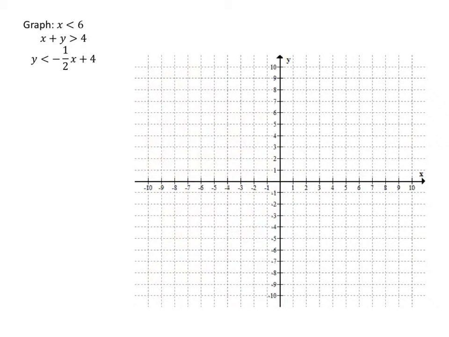All right, here's the last system. The first inequality is x is less than 6. So if this was x is equal to 6, we would graph this as a vertical line at 6. But this is less than. So first of all, it needs to be a dashed line. And then when we shade everything less, that means we shade everything over here.